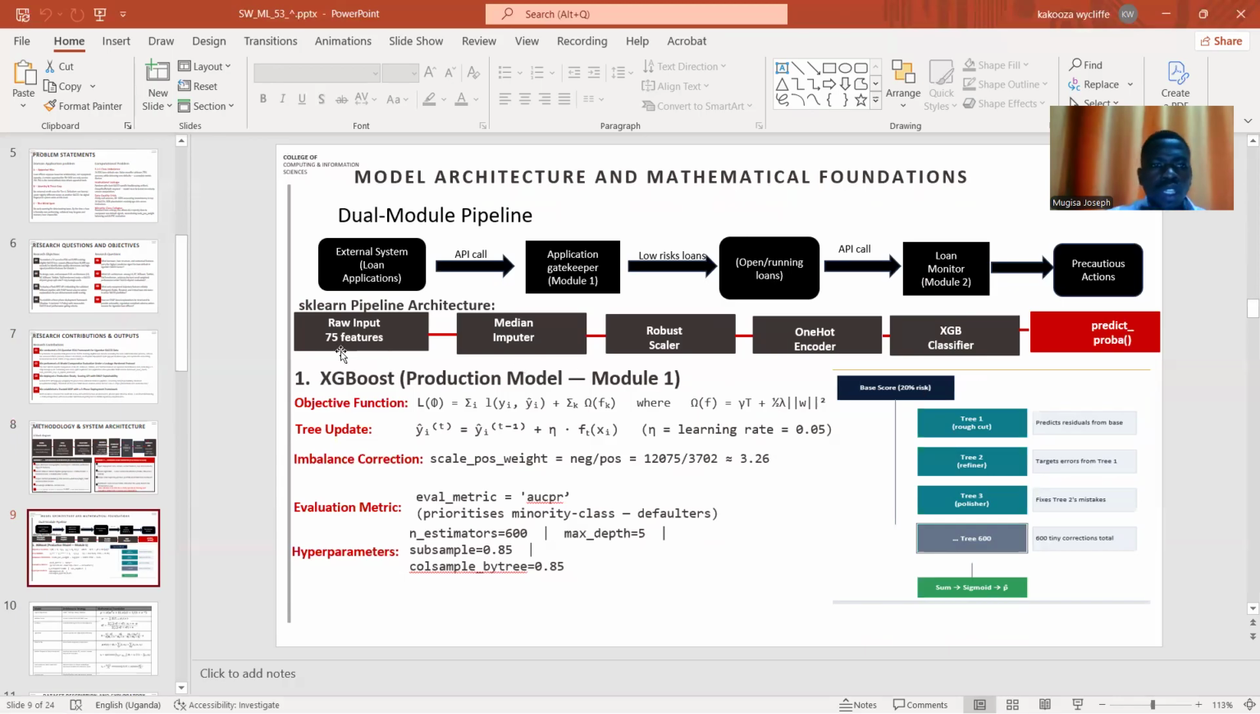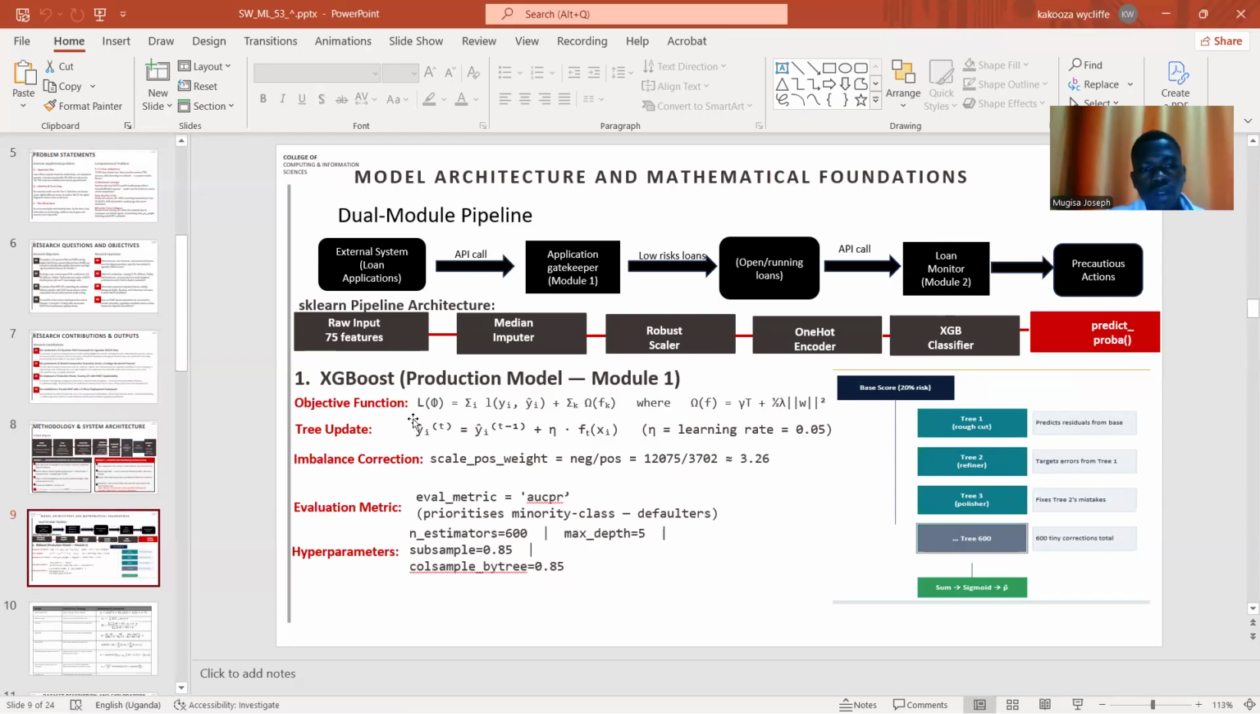This is also the scikit-learn pipeline that we used during our model training. We use specifically a median imputer to fill in the missing values for numerical columns, and then a robust scaler. We prioritize it over standard scalers because of the extreme outliers that our EDA exposed, and then one-hot encoding to create the binary columns that the XGBoost classifier clearly understands.